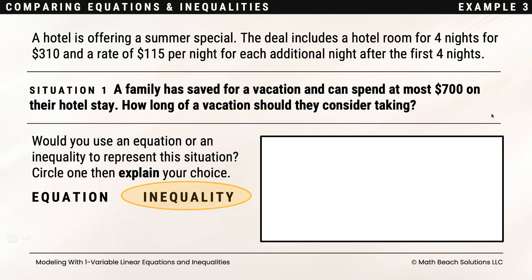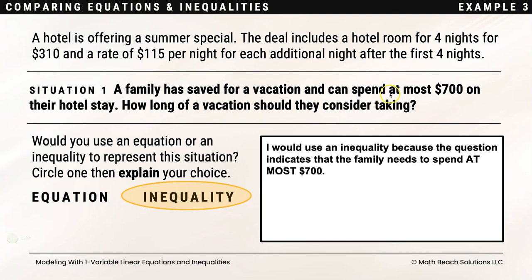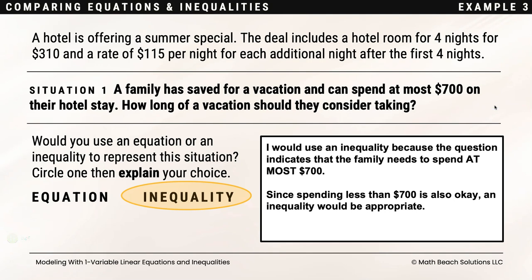I'm going to choose to use an inequality. They can spend at most $700 on their hotel stay, but if they spend less than $700, that also makes sense in this situation, so an inequality would be appropriate to answer this question.